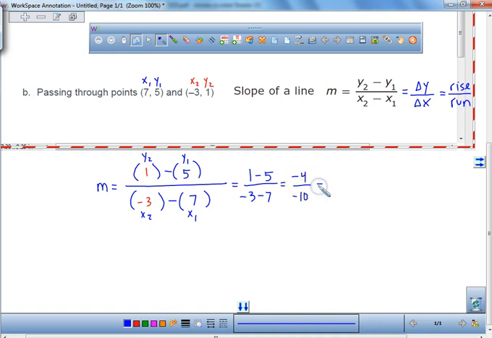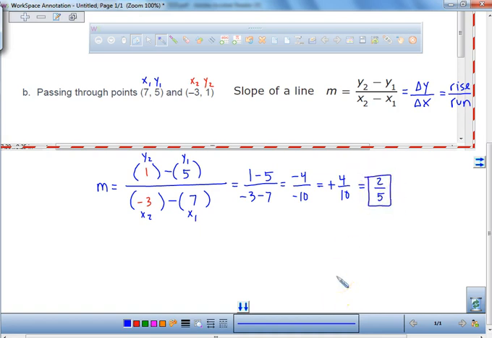Now, would you guys agree? A negative divided by a negative is a positive, so we have positive 4 over 10. But can this fraction be reduced? It totally can. What is our reduction? 2 over 5. Boom, that's our slope. 2 over 5.